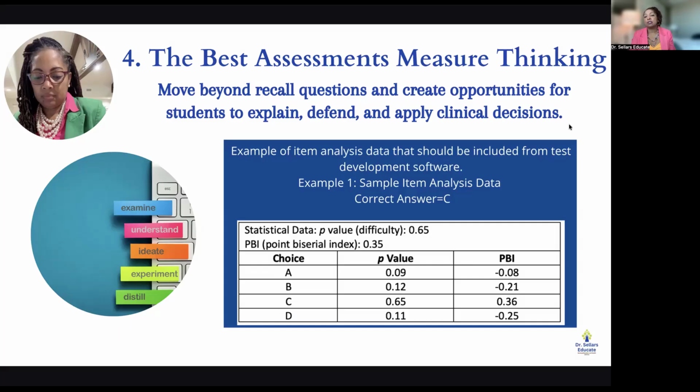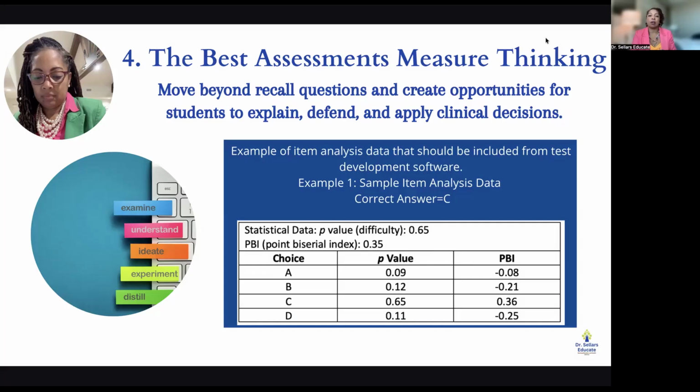And then last, we want students to be able to apply those decisions that they've thought about, that they've made in their mind. We want them to actually apply it. We want to reinforce as nursing faculty their decisions that they are making. Or maybe we encourage them to make a different decision. I just wanted to share, as you all can see on the screen, an example of item analysis data.